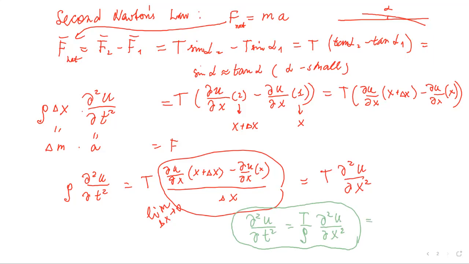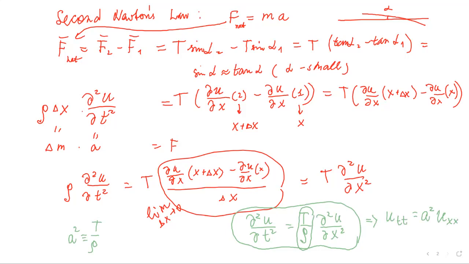You are going to see it written in a shorter way as well. People are going to label this ratio T over rho, they're going to name it a square. And they're going to write down the equation like this: u_tt equals a square u_xx. Well, this is a shorter way, right?